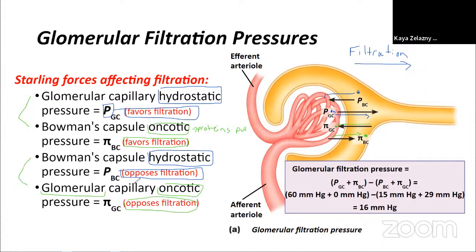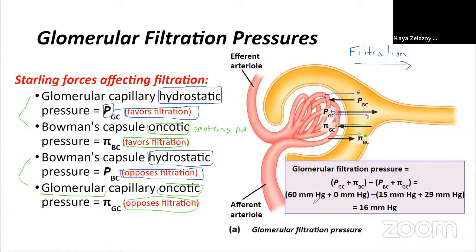So we also have a push force, hydrostatic pressure, and a pull force, oncotic pressure, opposing filtration. The push opposing filtration is any fluid in Bowman's capsule pushing back towards the capillary. And the pull is the proteins remaining in the glomerular capillaries pulling fluid towards them. So we can add on our numbers here.